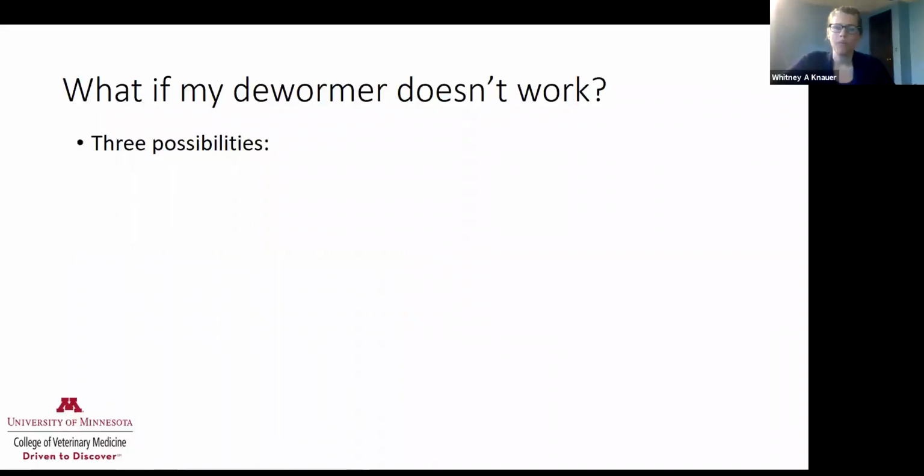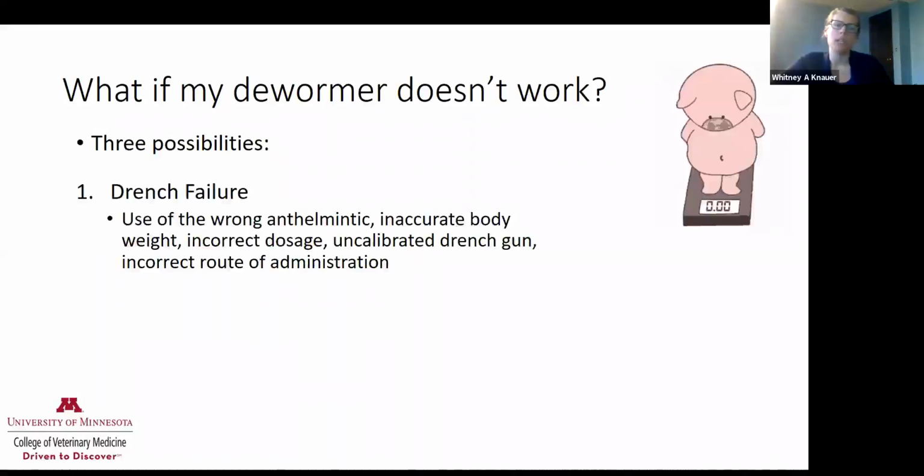So now we come to the question, what if my dewormer doesn't work? When we think about this, there are really three possibilities. The first one is that we have a drench failure. So we used the wrong anthelmintic, we had an inaccurate body weight, we had an inaccurate dose.